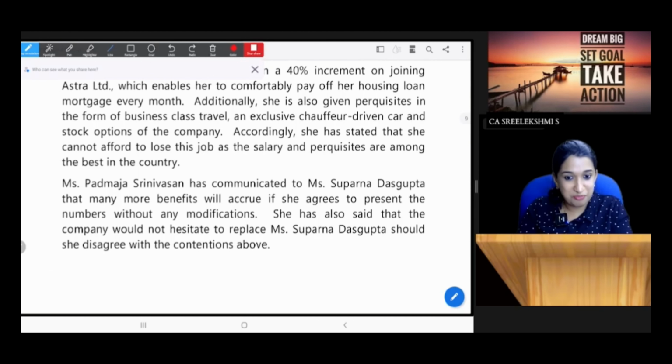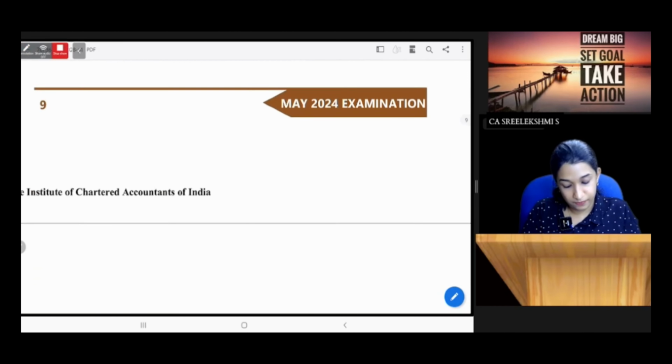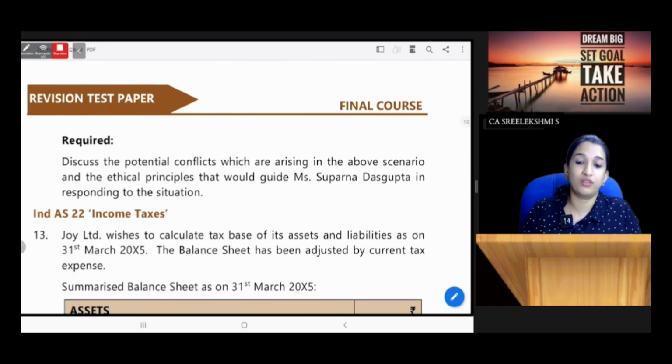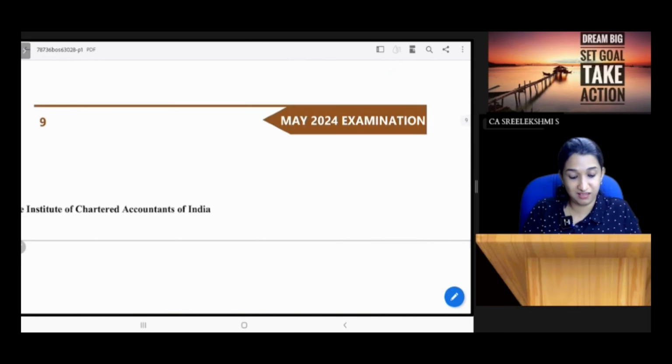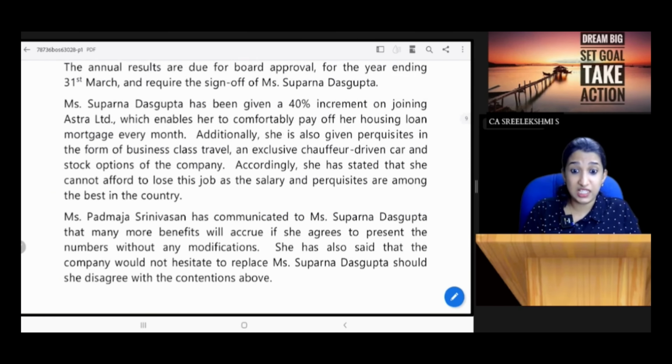There's again pressure. She has also said that the company would not hesitate to replace Suparna Dasgupta should she disagree with the contentions above. My God. So discuss the potential conflicts. So it's actually a threat. And she doesn't want to change her job because the salary and perquisites are best in the country.